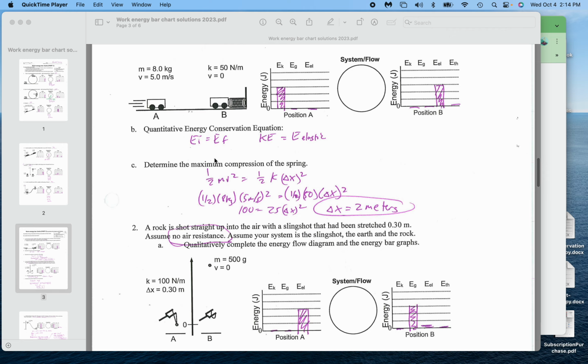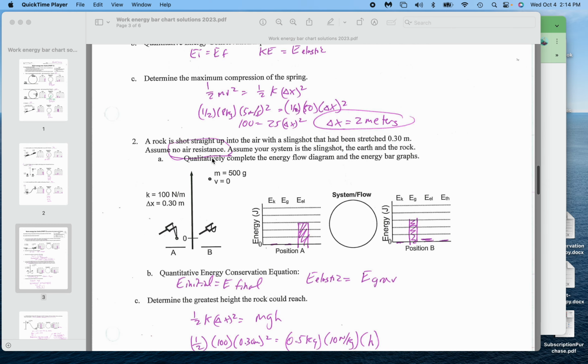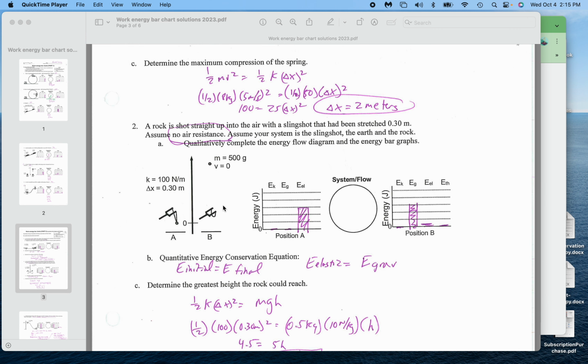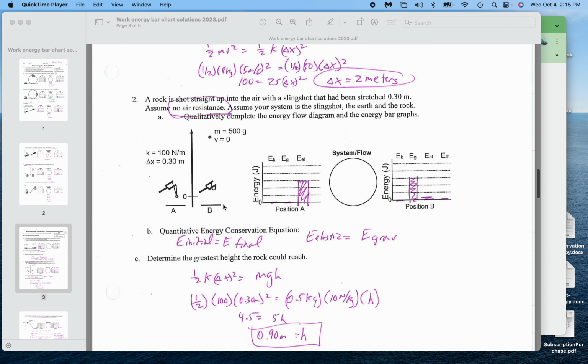Super useful. Number 2 says a rocket is shot straight up in the air with a slingshot that had been stretched 0.30 meters. It starts at 0 position, and there's no air resistance. One thing I noticed is that this mass is in grams. It really should be in kilograms, so you're going to have to convert that. 500 grams is 0.5 kilograms. You should know how to do metric conversions. If not, there are some metric conversions on your formula sheet.